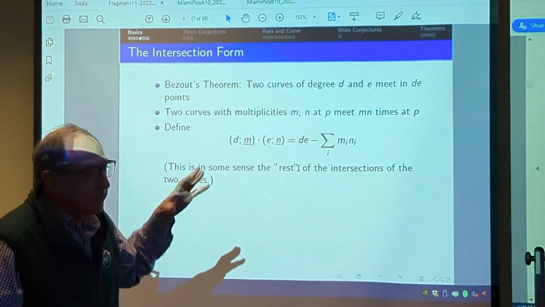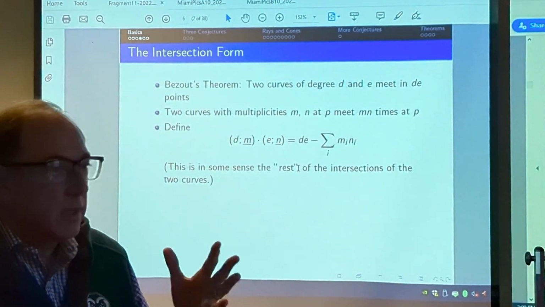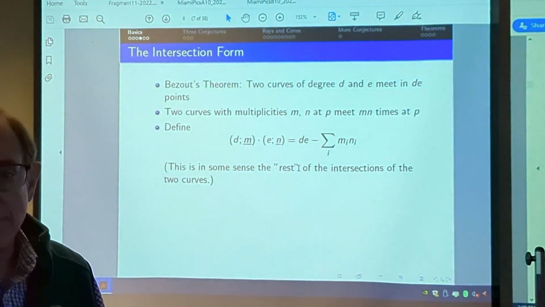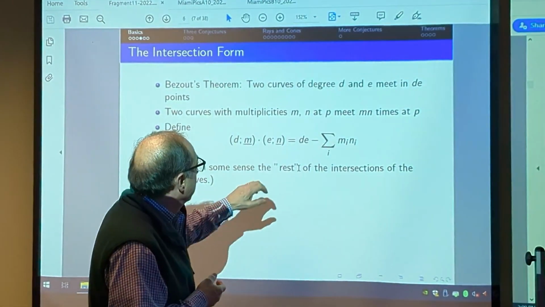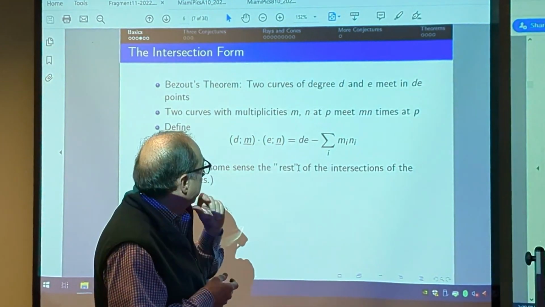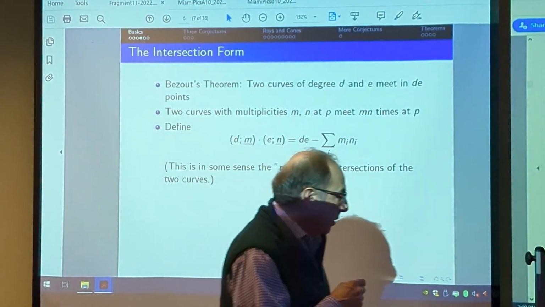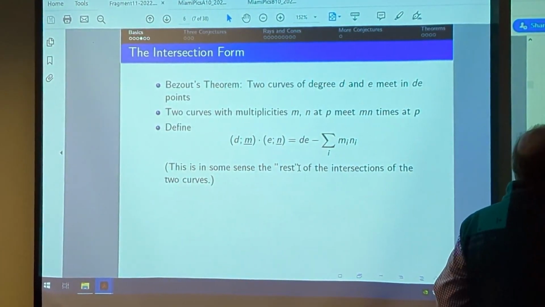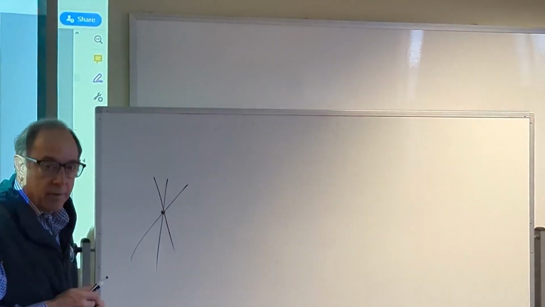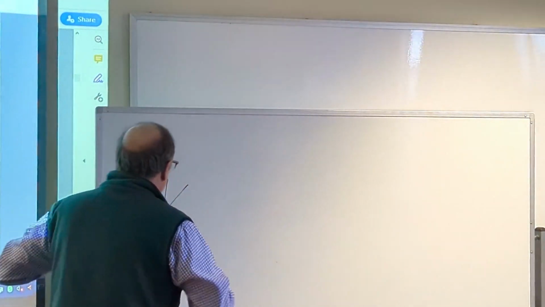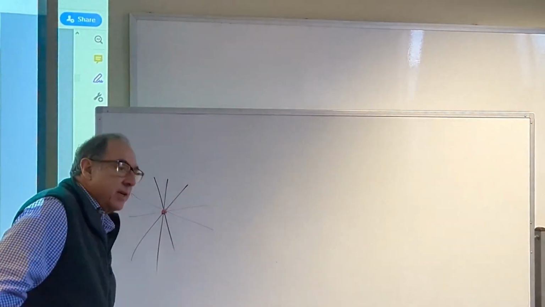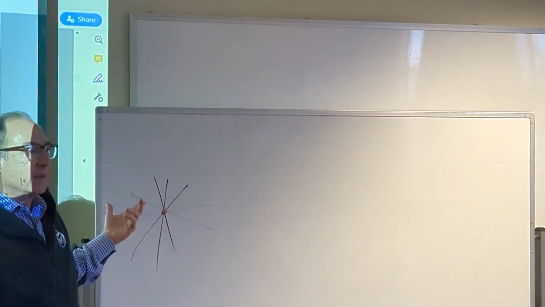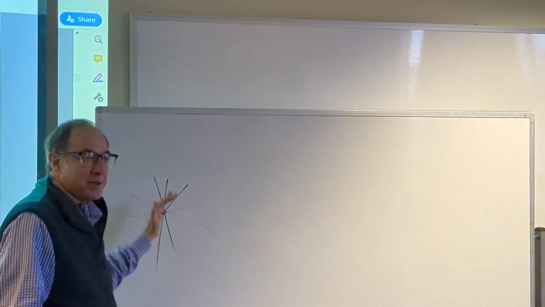So Bezout's theorem says, if you look in the projective plane, two curves of degree d and e intersect in d times e points. Now, if you have curves that meet with multiplicities, suppose I have a curve with multiplicity 3, so there are 3 branches, and it meets a curve with multiplicity 2 at the point. How much should this count? This counts 3 times 2, the product of the multiplicities, because every branch meets every branch, so contributes 1.